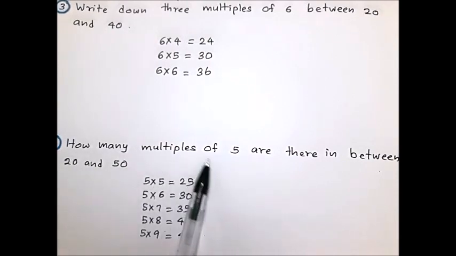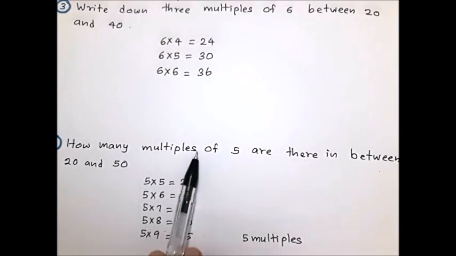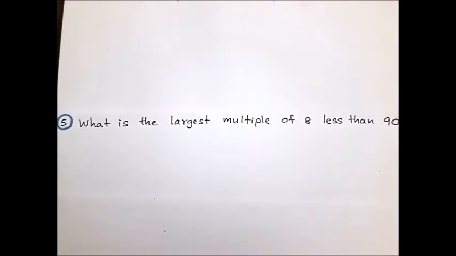The question asks how many multiples there are. 1, 2, 3, 4, 5. The answer is 5 multiples. There are 5 multiples of 5 in between 20 and 50.